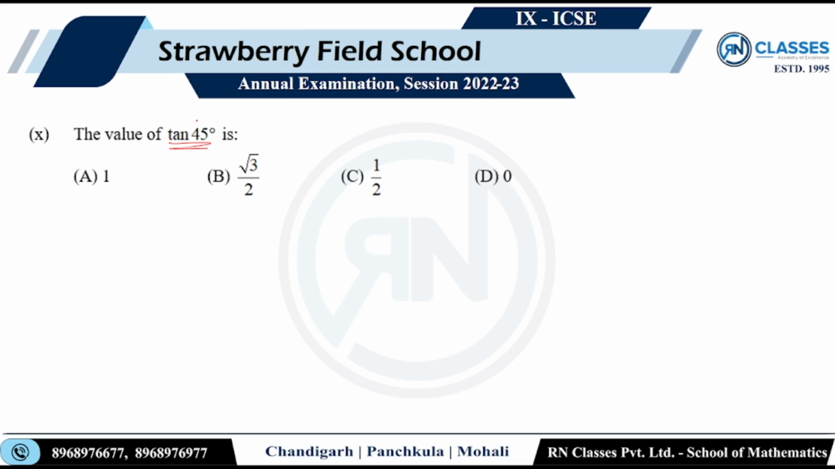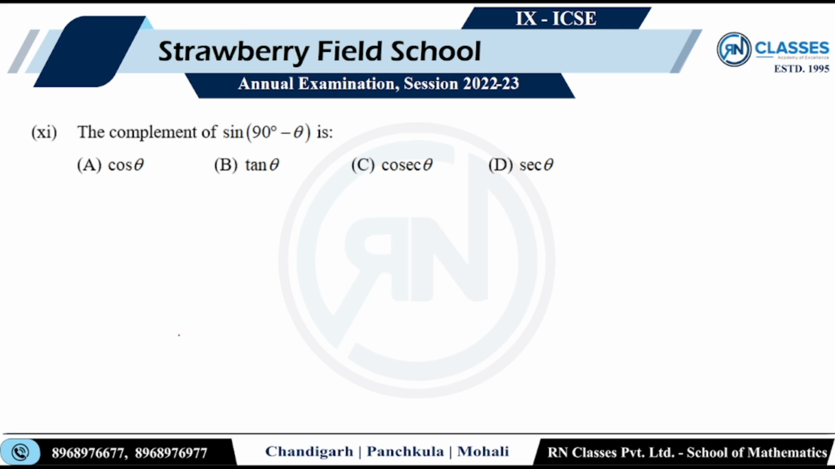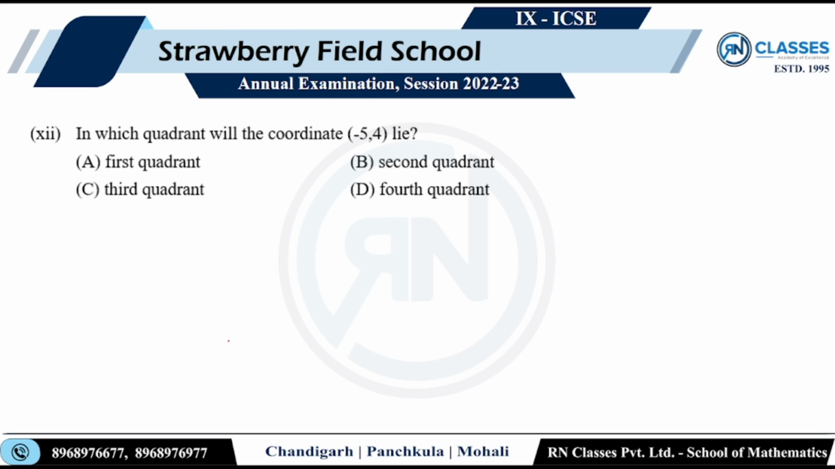But the value of tan theta is, no, tan of 45 degrees is, not theta. मेरे को 45 degrees दे दिया. Tan of 45 degree is 1. क्या करना है इसमें? कुछ भी नहीं. Just write the answer. Complement sine of 90 minus theta. So that would be cos theta, complementary angles. A part.